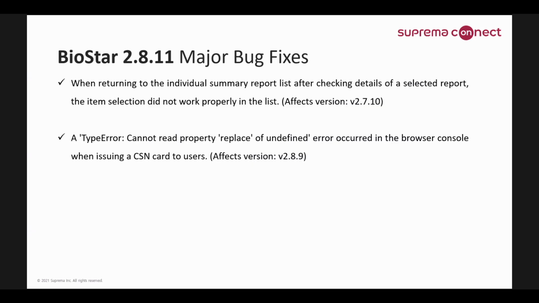In BioStar 2.8.11, there aren't many bug fixes. When returning to the individual summary report list after checking details of a selected report, the item selection did not work properly in the list. A type error, cannot read property replace of undefined, occurred in the browser console when issuing a CSN card to users.